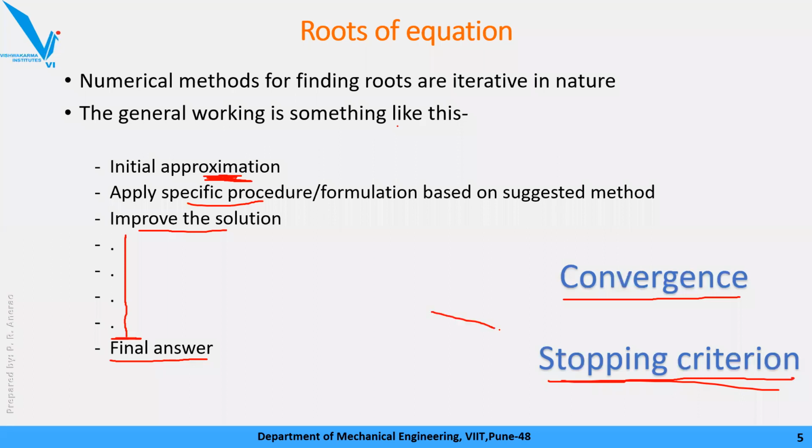In our syllabus, we are going to discuss only two types of stopping criteria. The first one is accuracy or error, and the second one is number of iterations. So either we will stop our calculation or iteration when we reach the maximum number of iterations, or when we satisfy the criteria of error. Okay.